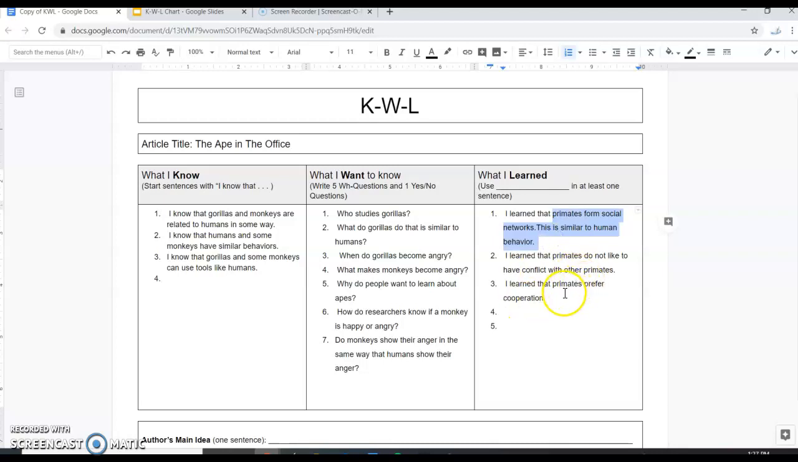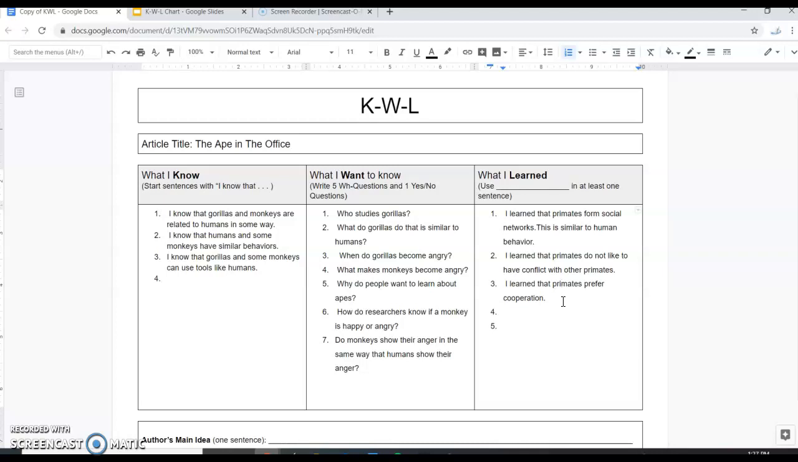Now I only did 3 here, but you can do and should do 5 or more. You can do 5, 6, 7, you can do 20 if you like. You can type on the back of this KWL or extend the column so that you can have as many pieces of information that you want to include.